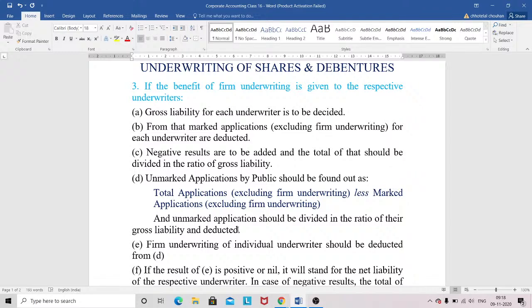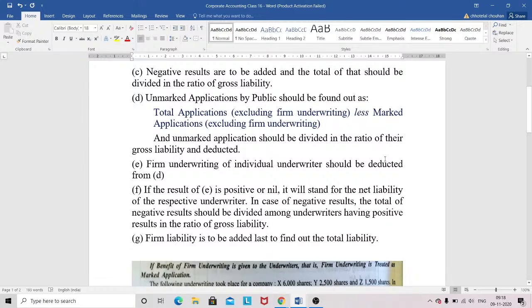You have to deduct marked application, you have to deduct unmarked application, fine, but how you are calculating that particular marked application and unmarked application, that is the point of concern. So step 4, actually you have to deduct the unmarked application. Now step 5, form underwriting of individual underwriter should be deducted. So next step you have to deduct the form underwriting.